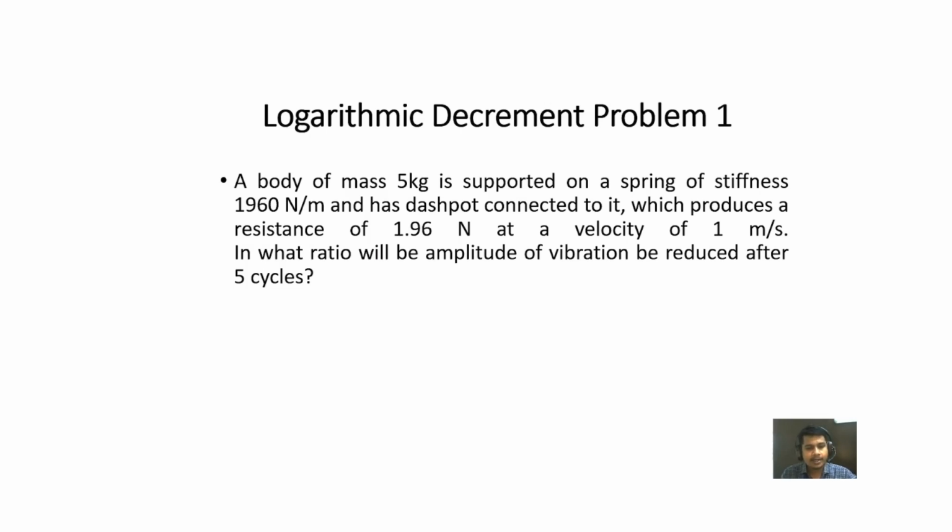A body of mass 5 kg is supported on a spring of stiffness 1960 Newton per meter and has a dashpot connected to it, which produces a resistance of 1.96 Newton at a velocity of 1 meter per second. In what ratio will the amplitude of vibration be reduced after 5 cycles? So this is the statement. Let us solve this problem using a whiteboard. First we'll write down the given data for that problem and then we'll solve it.